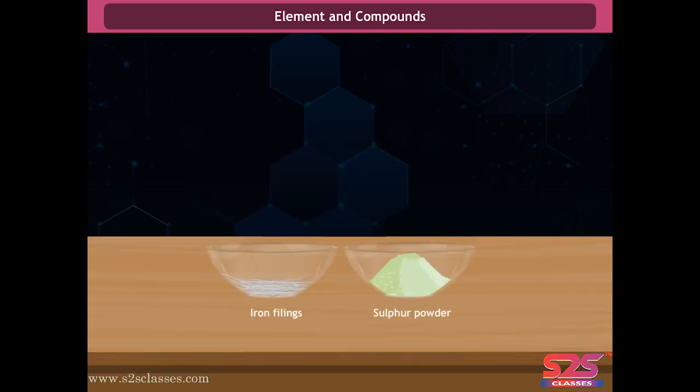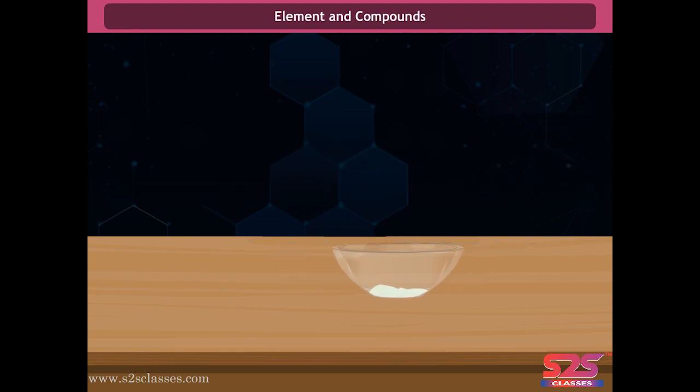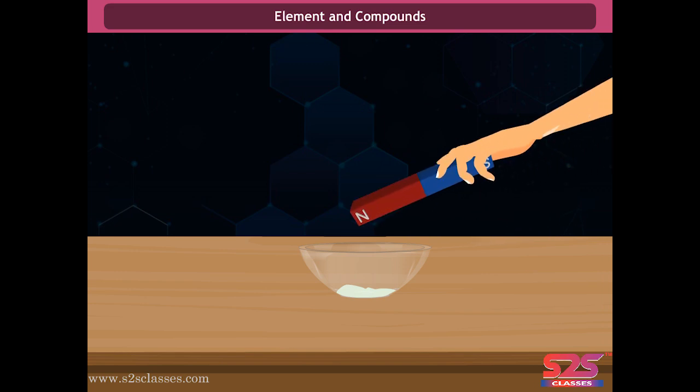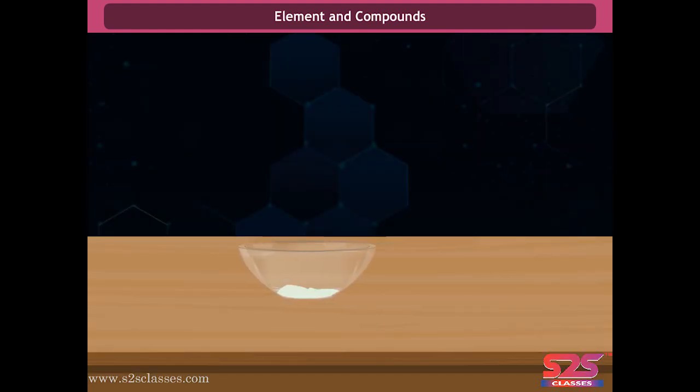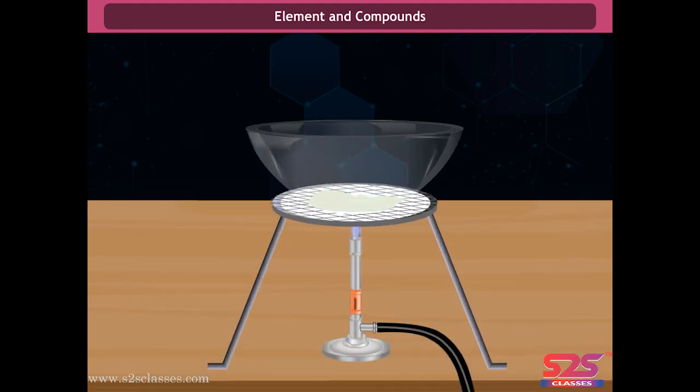Take 5 grams of iron filings and 3 grams of sulfur in different containers. Mix and crush the iron filings and sulfur powder. Now check for magnetism in the material obtained. Bring a magnet near the material and check if the material is attracted towards the magnet. You will observe that the iron filings get attracted by the magnet, while the sulfur does not get attracted. Thus both are elements. Now heat this mixture strongly till red hot.